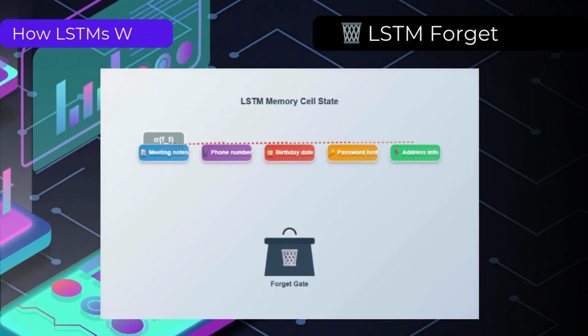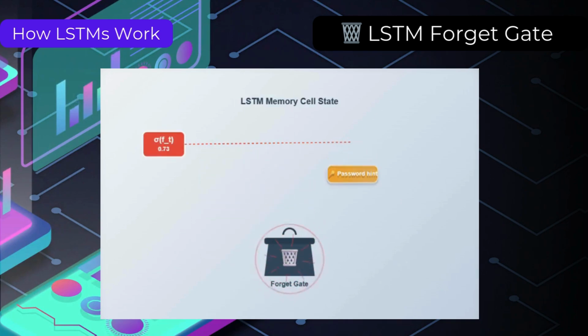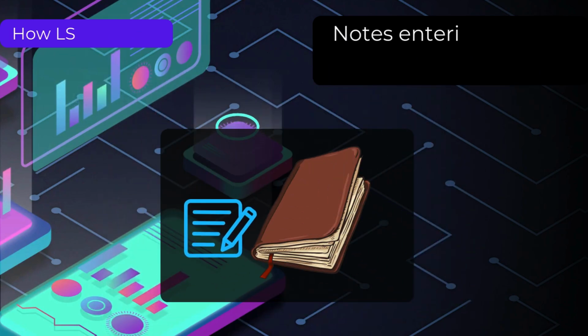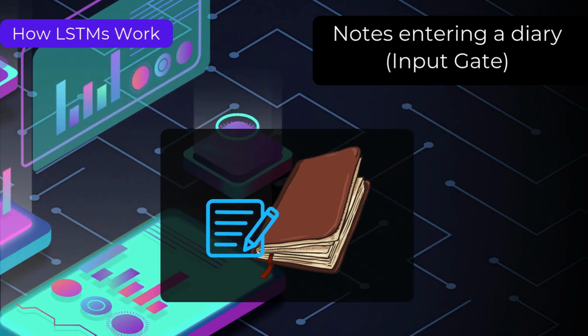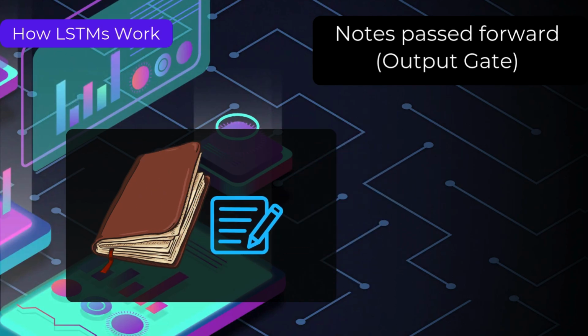Inside an LSTM cell, there are 3 main gates. Forget gate, trash bin animation, removing irrelevant notes. Input gate, new notes entering a diary. Output gate, selected notes passed to the next block.